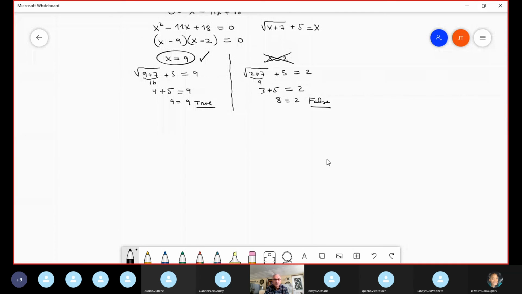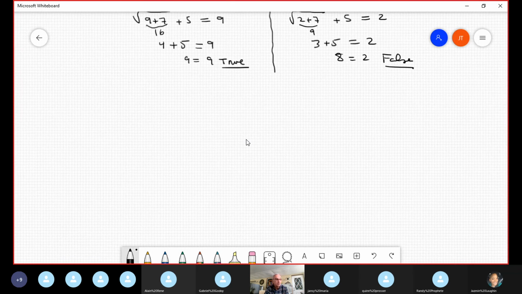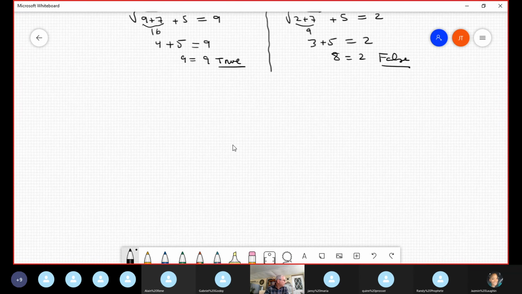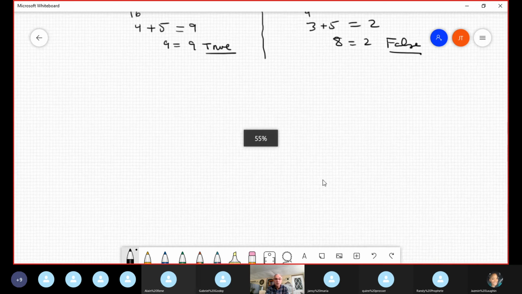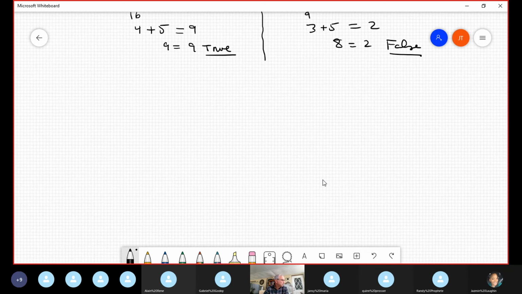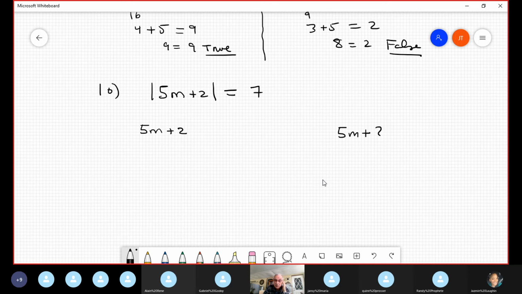Okay. Let's move on to the absolute value problems 10, 11, and 12. I promise you will see one question of each in the test. Number 10 is the equation: absolute value of 5m plus 2 equals 7. And remember, you copy the expression inside the bars 2 times, because we generate 2 equations. In one equation, you put 7, exactly the same.